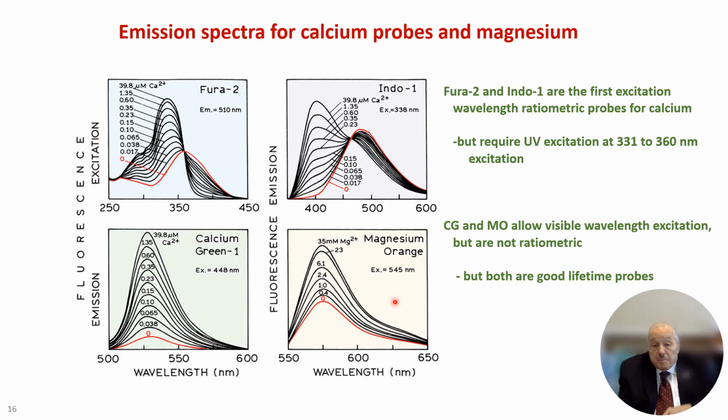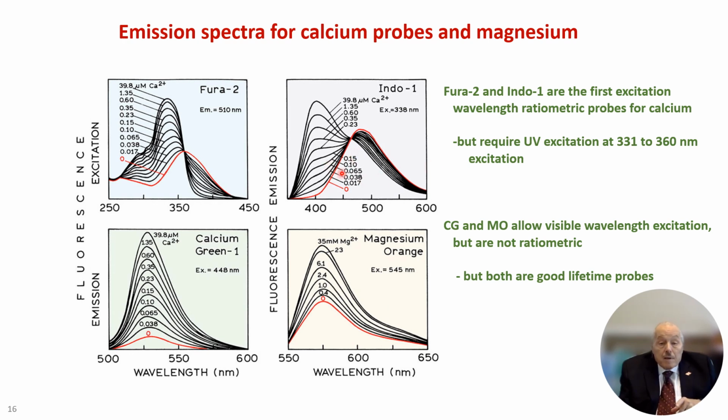What's the spectral response of these probes? Again, these are the top two, the older ones, Fluo-2 and Indo-1. They're the UV ones. They require UV excitation. And once again, they are excitation ratiometric probes. And you can see how the spectra are very calcium dependent. So it's easy to imagine exciting these at 2 wavelengths.